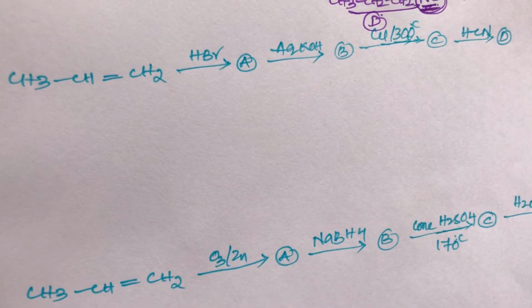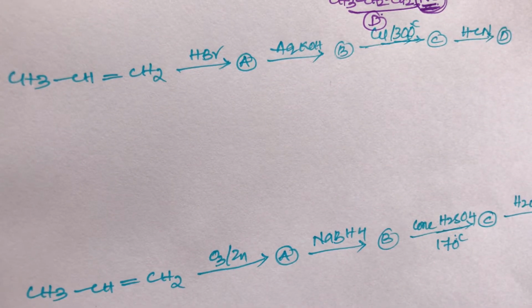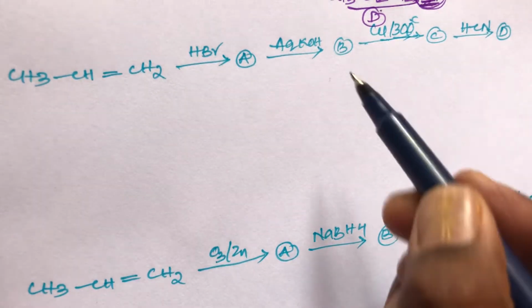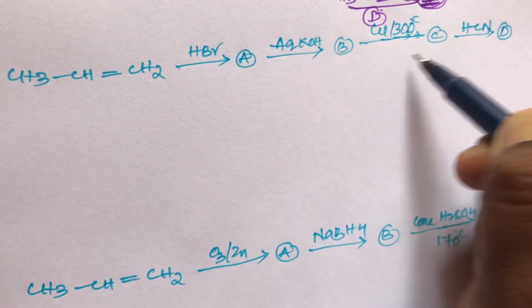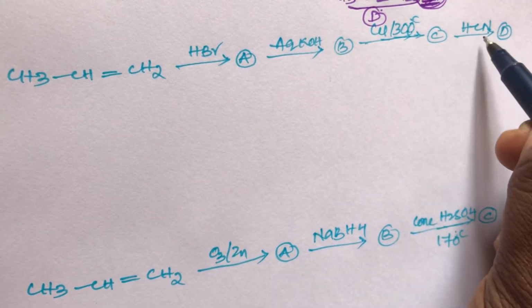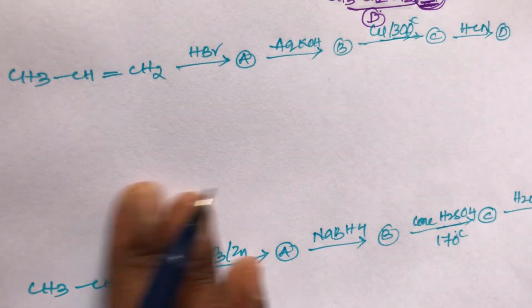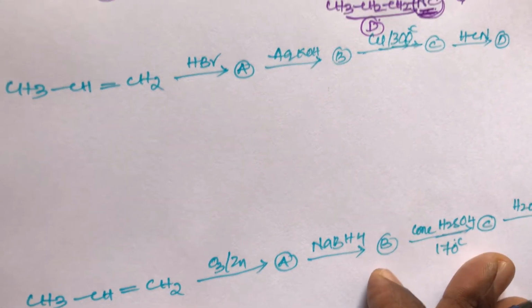Hi students. Now the next important conversion: when propene reacts with HBr to give compound A, when compound A reacts with aqueous KOH to give compound B, when compound B reacts with copper at 300 degrees centigrade to give compound C, and when compound C reacts with hydrogen cyanide to give compound D. Write the correct product for the given question.